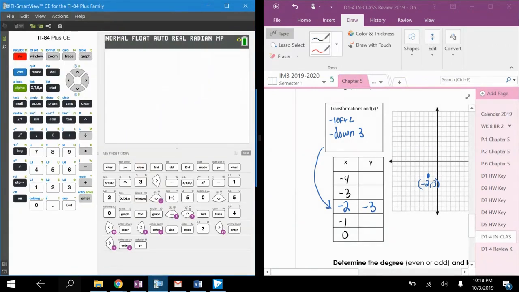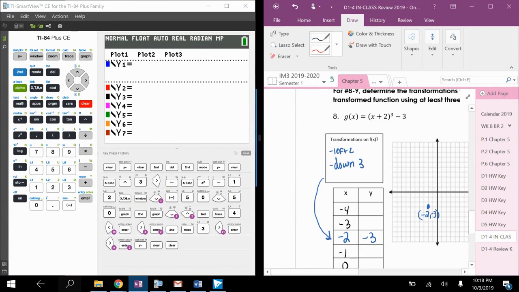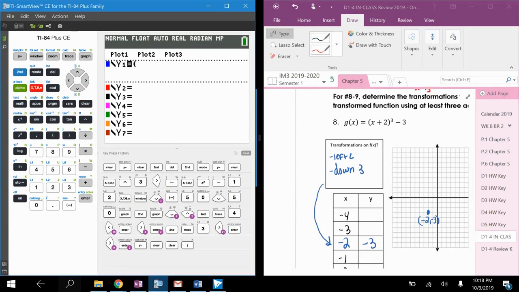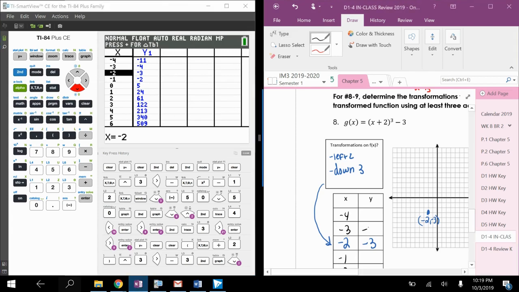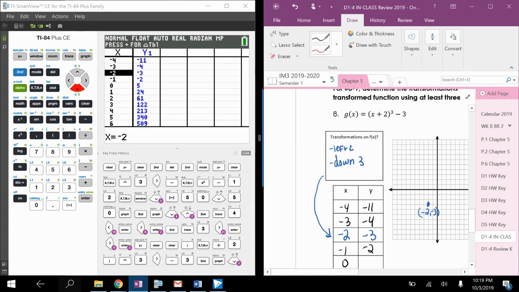So I'm going to go to y equals, clear it out, and let's plug this in. Parentheses, x plus 2, close it up, to the power of 3. Press the right button to get out of there. -3. And we really just want the table, so press the blue button second, and then graph. And I like to put my cursor where that -2, 3 is. So here's -2, 3. I need those other 2 points. So I need -4, -11, and I need -2, and I need that 5.